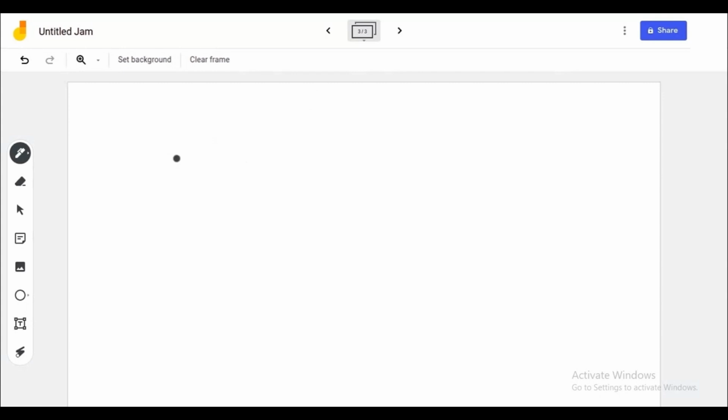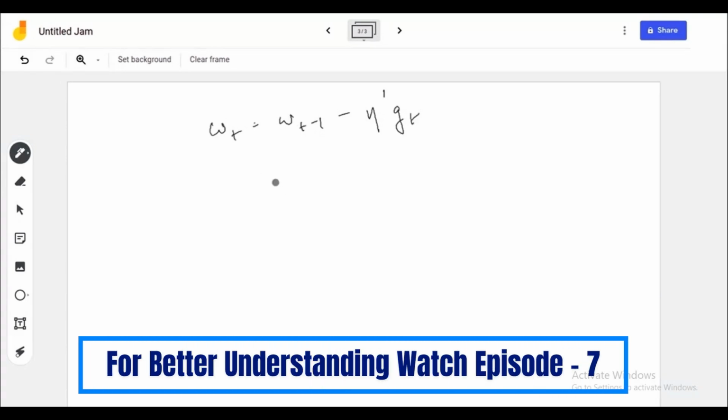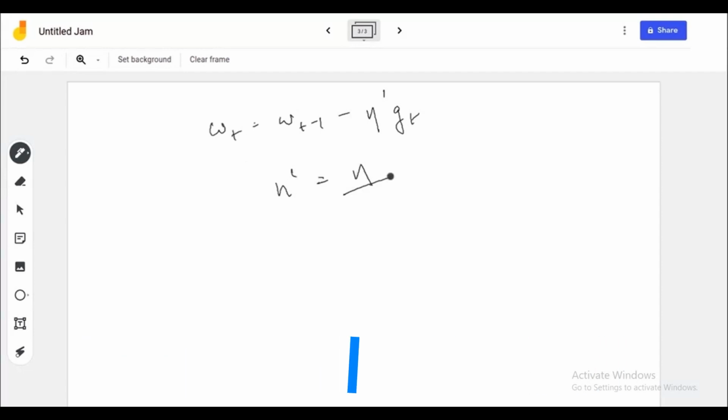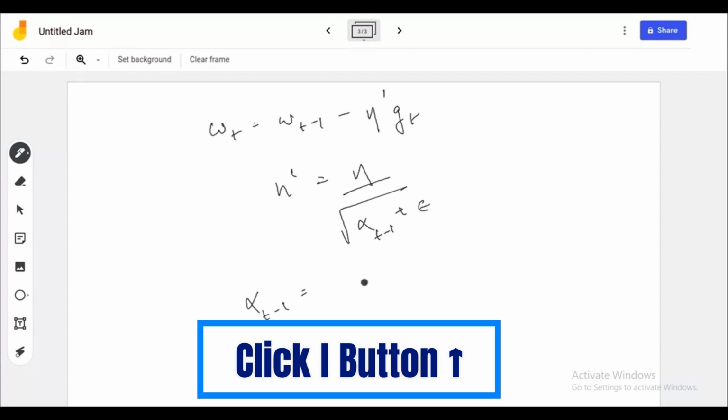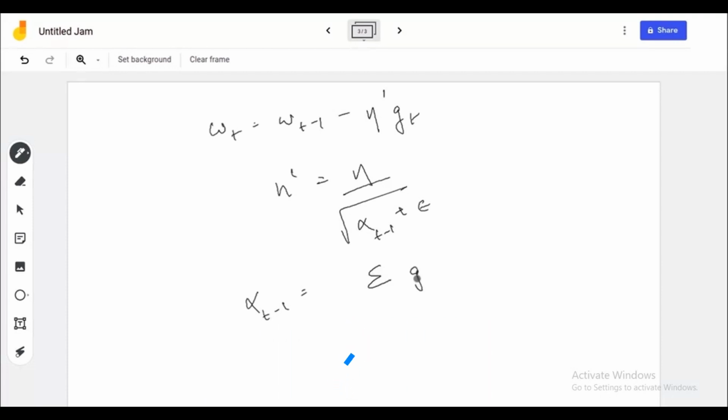So what is the formula behind this? We have Wt equal to Wt minus 1 minus eta dash times Gt. What is eta dash? Eta dash is eta, which is the learning rate that we will take, divided by alpha t minus 1 plus epsilon. And what is alpha t minus 1? It is basically the summation of all gradients from i equal to 1 to t minus 1.